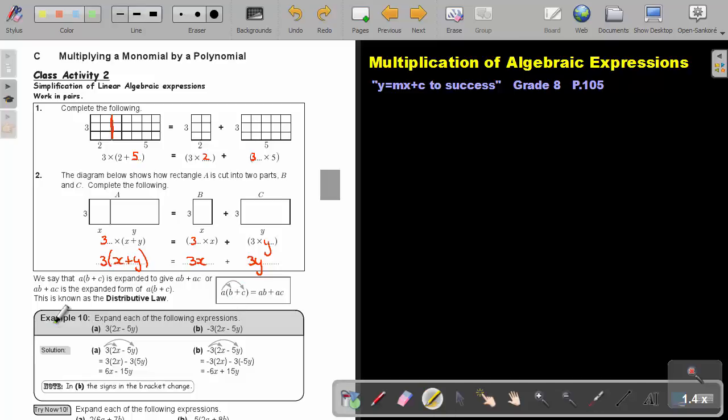Now, let's go through this example. Example 10. Expand each of the following expressions. Expand means just multiply out the bracket. It's always good to break it up, especially for grade 8 students who are doing it for the first time. So it's 3 times 2x, keep that sign, rewrite the 3 and the 5x, and now do the step. 3 times 2x is 6x, and negative 3 times 5y is negative 15y.